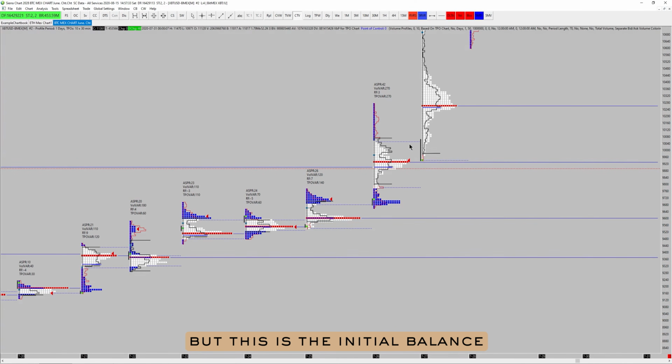But this is the initial balance in the following day. So if you're waiting for this to form, this is the first 60 minutes of the day. All right. The first sign of strength is obviously we open and the initial balance is at one extreme. So the open is at one extreme.